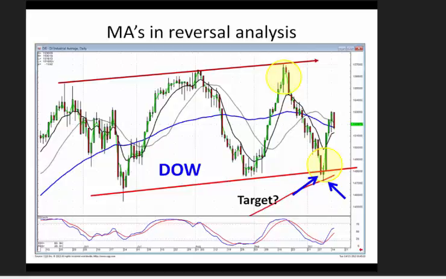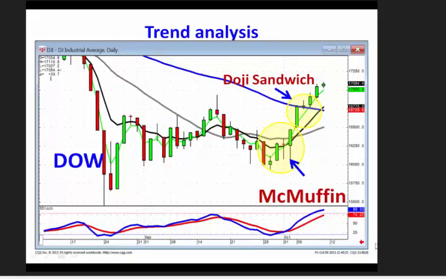What's in the upper left corner? What's up in the upper left corner? I don't know. That's just the numbers of what's happened in the market on that day.